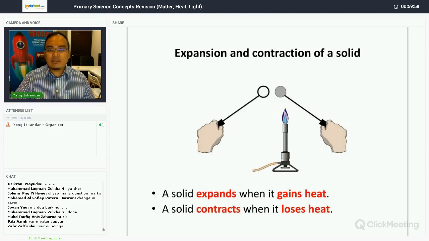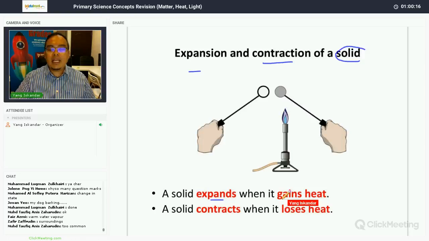Now, let's move on to the next concept. Heat can expand and contract matter. In this instance, you can see a very common experiment to demonstrate how heat can affect solids. Solids expand when they gain heat. Solids contract when they lose heat.